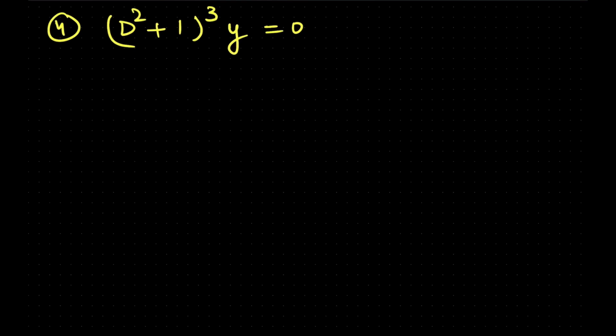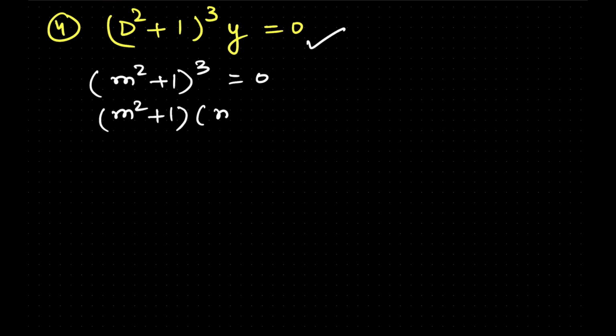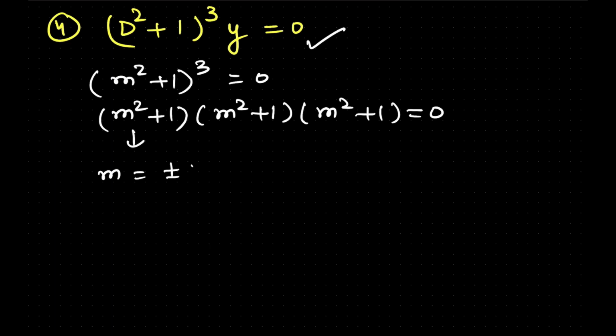Okay friends, so now let's see the fourth question. Let's solve this. Here you can write this as m square plus 1 whole cube is equal to 0. You have to solve for this. You want to find the roots. So you can expand this as m square plus 1 into m square plus 1 into m square plus 1 is equal to 0. You know that if you solve for this, you will get m is equal to plus minus i, and similarly for this also you will get the same, and this also you will get the same, plus minus i.